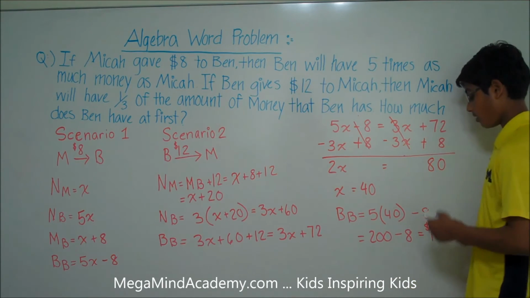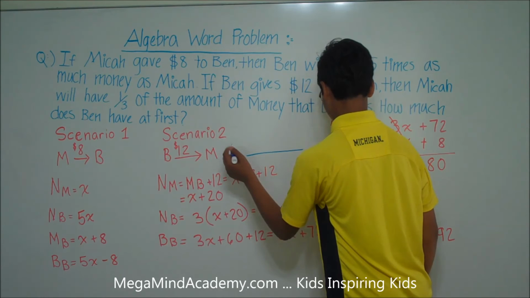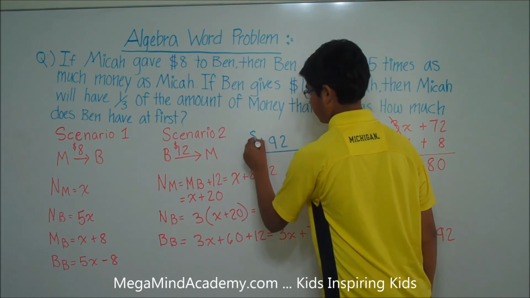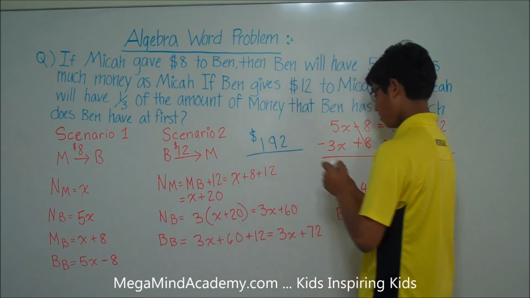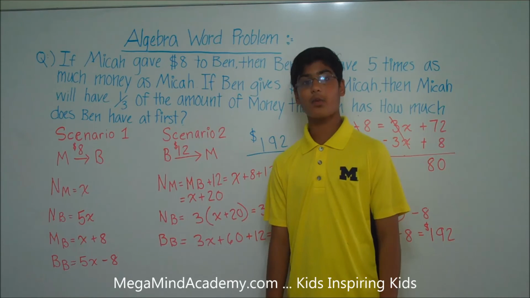Let's write this answer up here. $192. So Ben had $192 at first. Today we learned about algebra word problems.